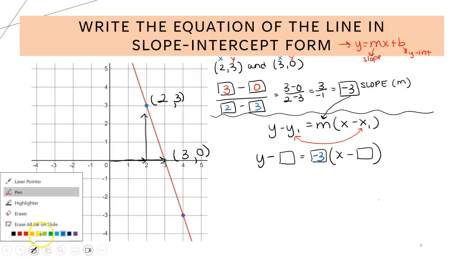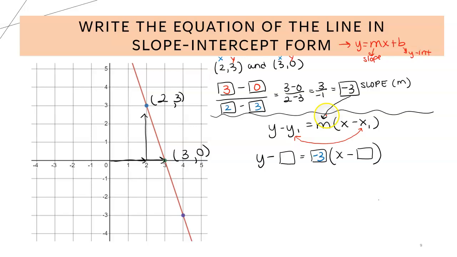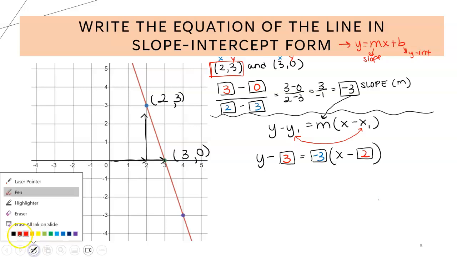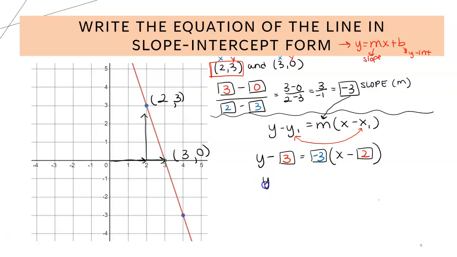Now, a point can be either of the points that I have listed up above or listed over here on the graph. I'm going to use 2 comma 3. It does not matter which one I choose to use. What's important is that you put the y value next to the y and the x value next to the x. So again, it's just any random point. It does not matter. So I'm going to write this without the boxes so you can see what it looks like. Now, this is in point slope form.